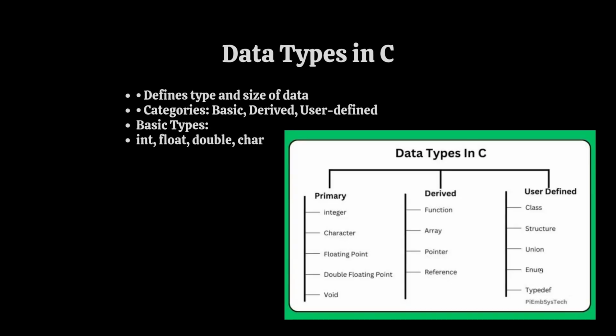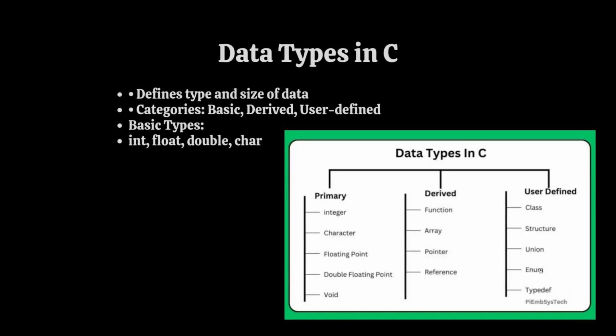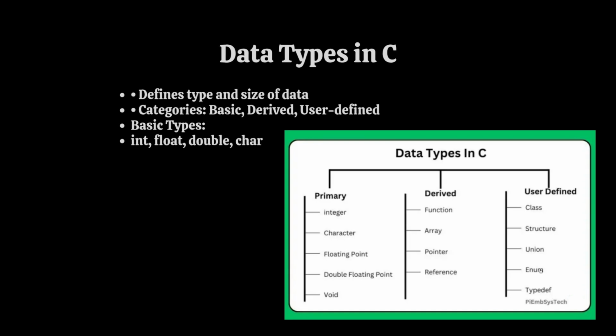Finally, our last topic: data types in C. Data types tell C what kind of data you're working with. For example, whole numbers use int, decimal numbers use float, and single characters use char. So, when you declare a variable, you're basically telling C, hey, this box will hold this type of value.